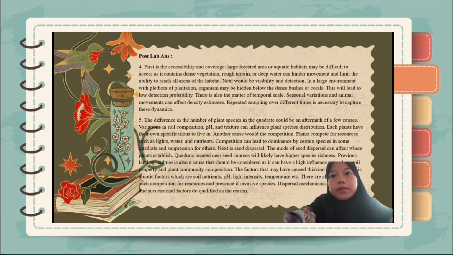For the temporal scale, seasonal variations and animal movement can affect the density estimate. Repeat sampling over different times is necessary to capture this dynamic.